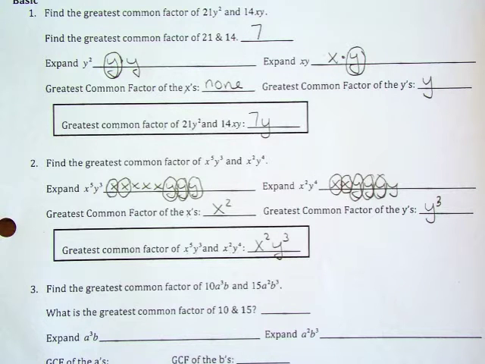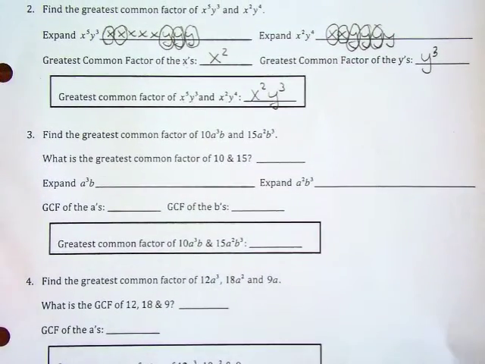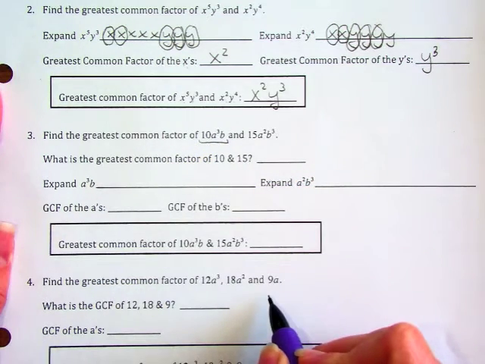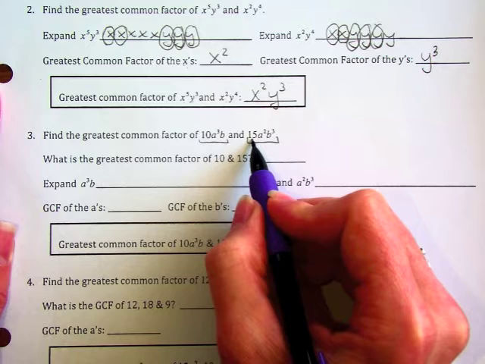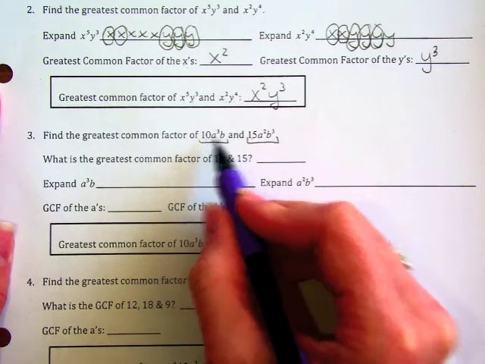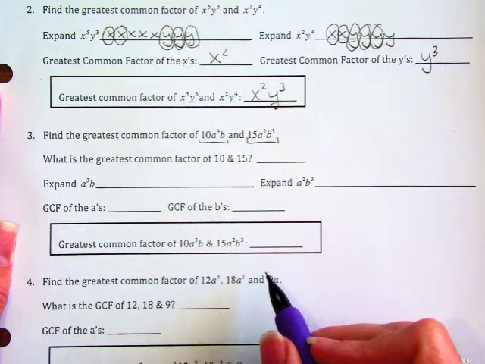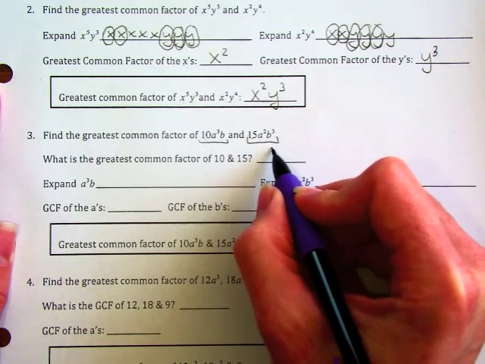Okay, let's try a couple more. For number 3, we have the monomials 10a cubed b and 15a squared b cubed. Switch to variables of a's and b's. We have coefficients to work with. So first thing we have to do is find the greatest common factor of 10 and 15. Why don't you take a moment, pause the video, go onto your calculator and find the greatest common factor of 10 and 15. Okay, hopefully you found that greatest common factor as 5.